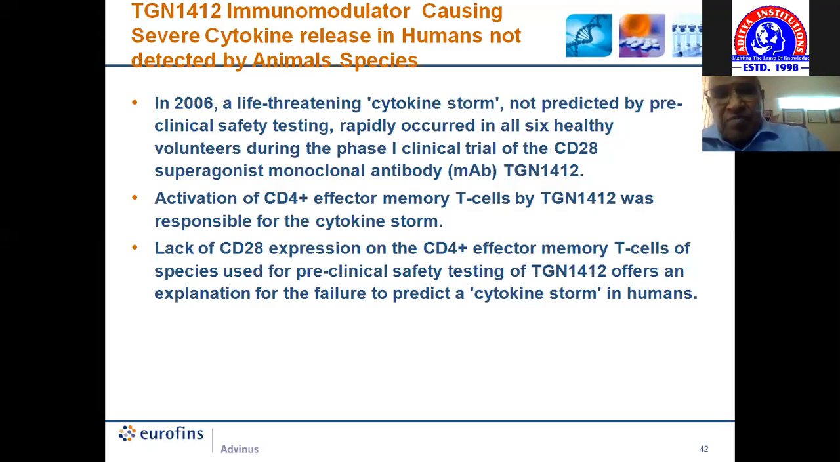The CD28, these are the lymphocytes, results in activation of the CD4 cells, effector memory cells. So that mechanism of activation did not exist in the rat, did not exist in the dog, did not exist in the monkey. It occurs only in the human. It's possible if you had done a study in chimpanzees, you could have detected it, but nobody does. There are very few chimpanzees around the world. This is an example to show you there is no species which is good for all the drugs all the time. There are always surprises. We must always be prepared to deal with the surprise, as we are doing with COVID-19 right now.